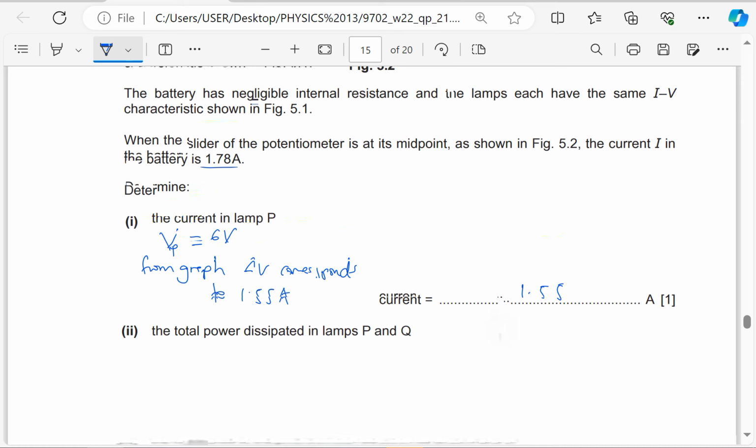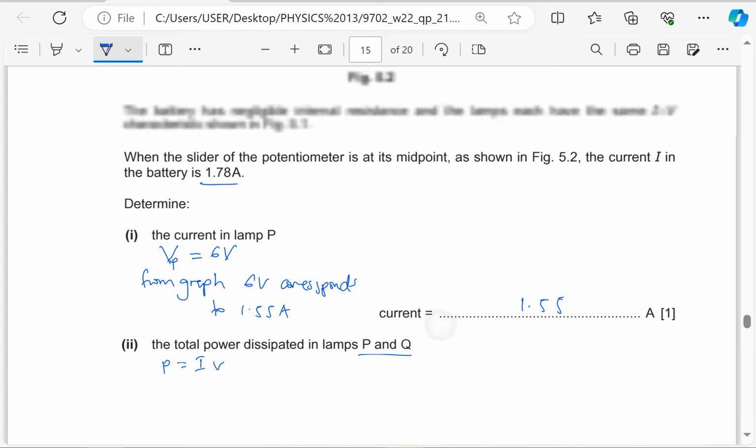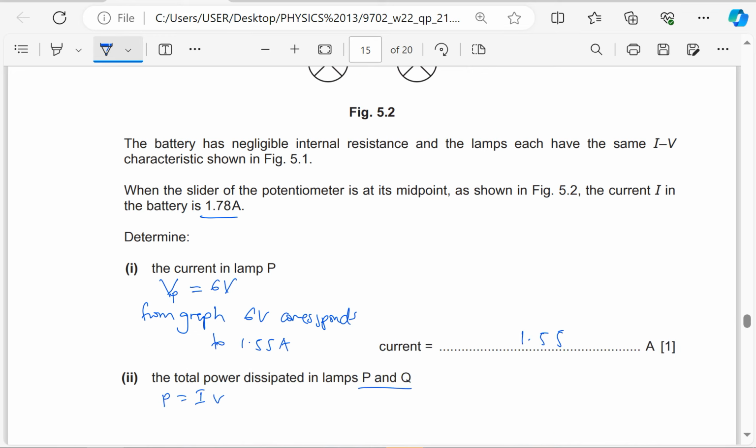Okay. Then the total power dissipated in lamps P and Q. Remember, power is I times V. Remember, they are in series. P and Q are in series, so the same current is going through them. So power is I times V, and of course the PD across them is going to be the same, because the PD across P is 6 volts. The PD across Q is also going to be 6 volts, because notice that this section is in parallel with the P, and the other section is also in parallel with the Q, so the PD is the same.